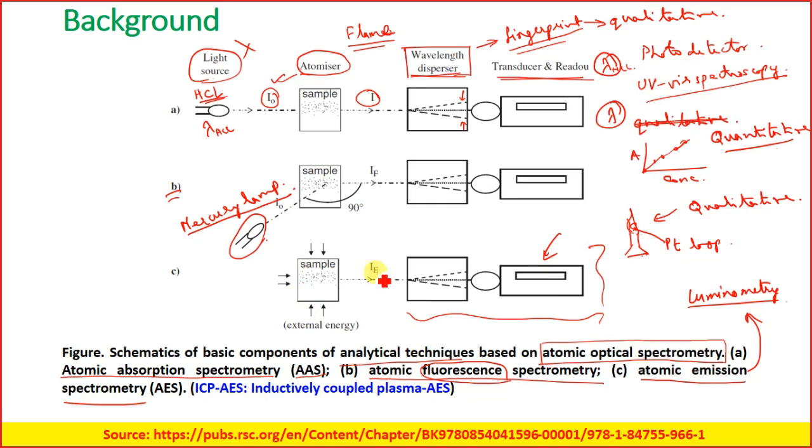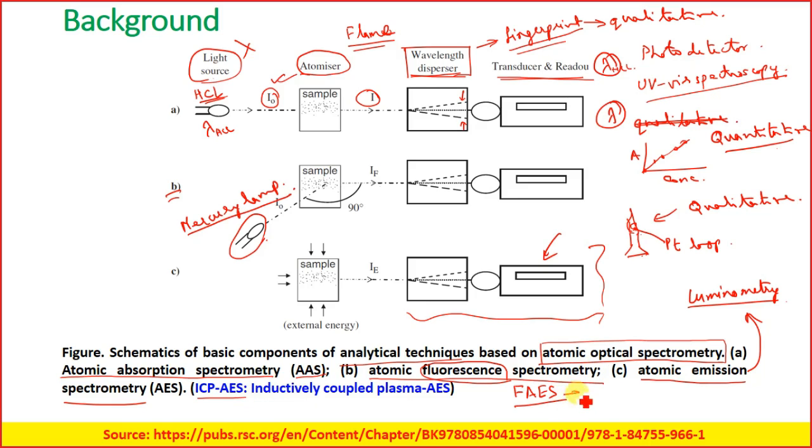Now, there are some problems with this flame atomizer, and hence this AES has been modified to have ICP AES. This atomic emission spectrometry is regarded as AES, and if you are using a flame, then it is called FAES, flame atomic emission spectrometry. Another variant of the AES is the ICP AES.